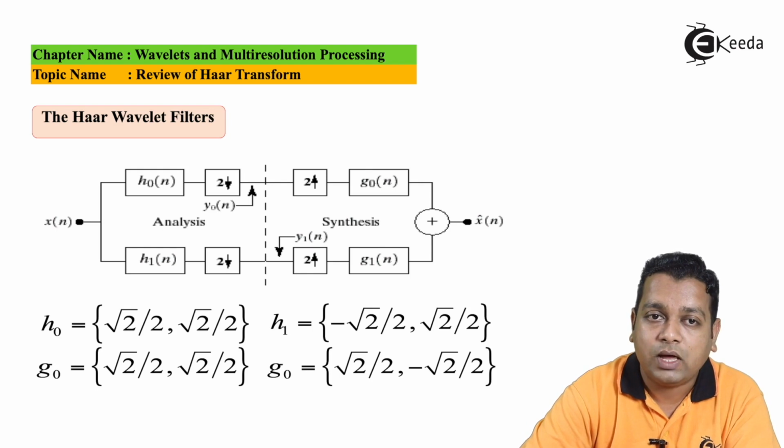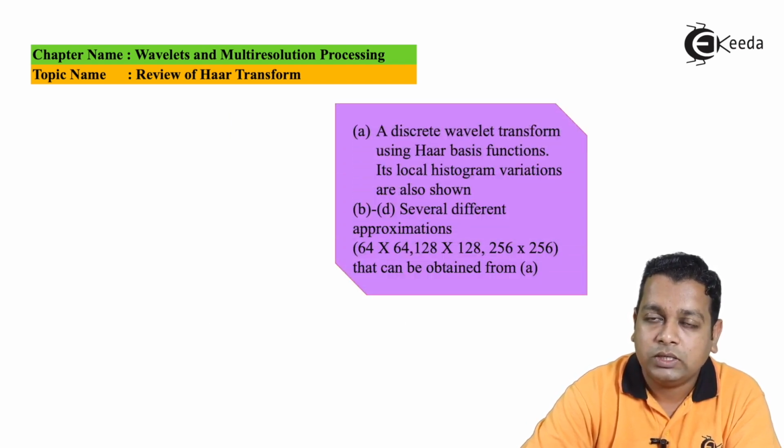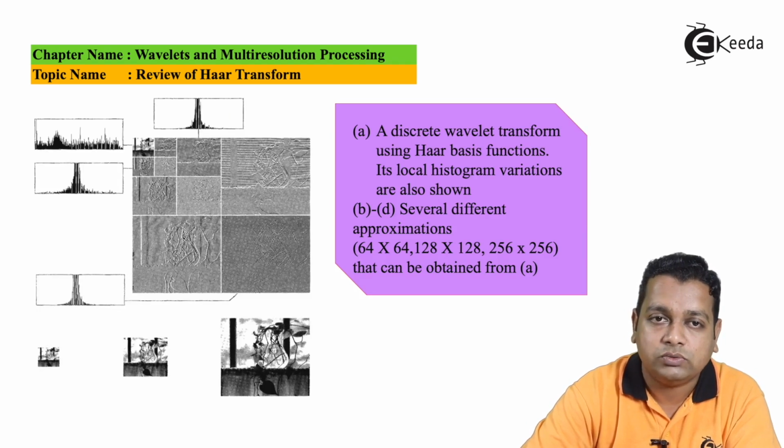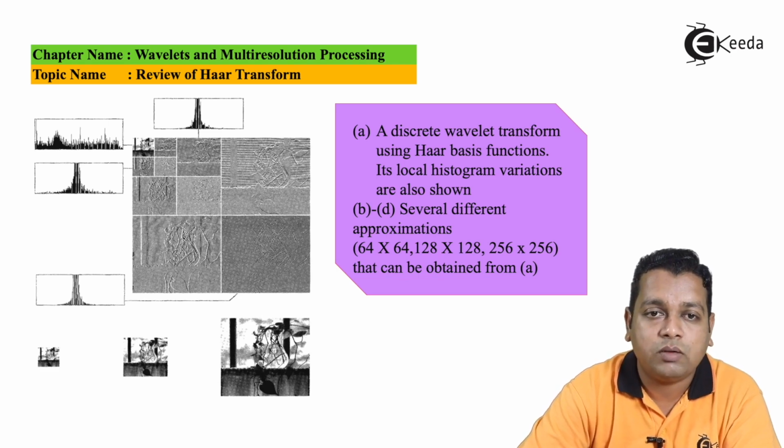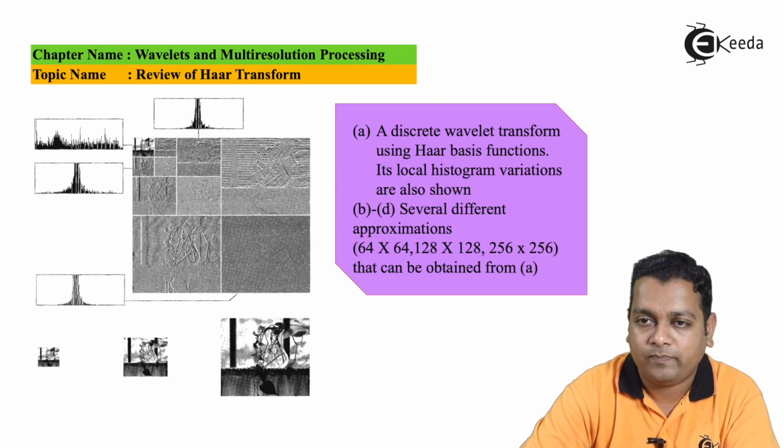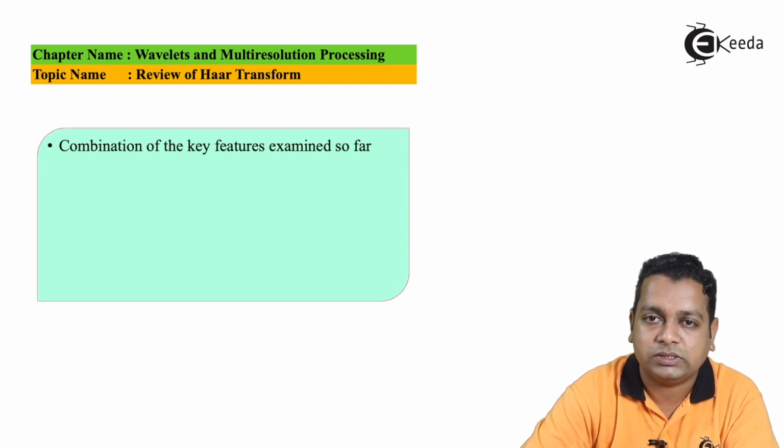So now let us visualize the figure. Here we have A, B, C and D portions. In portion A, you see a discrete wavelet transform of this image using the Haar basis function. Its local histogram variations are shown. By the sideline we have the local histograms for the regions shown here, and in B to D several different approximations have been made, for the 64 by 64 dimension, 128 by 128 dimension, and 256 by 256 dimension, that can be obtained from part A here. So these are the representations.